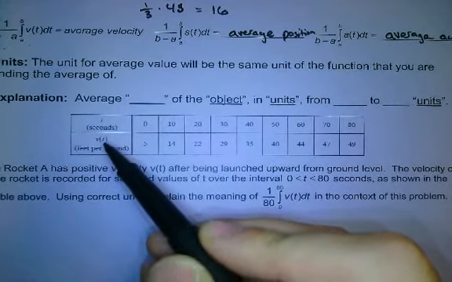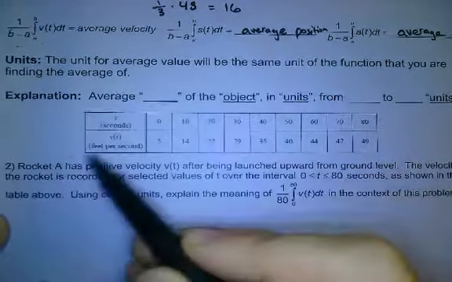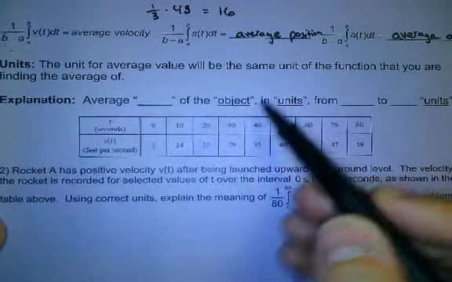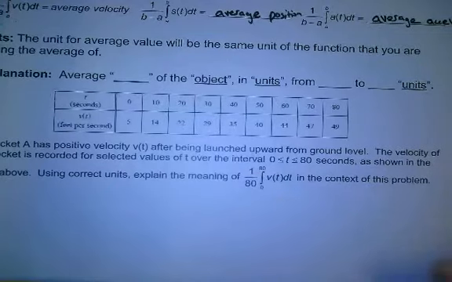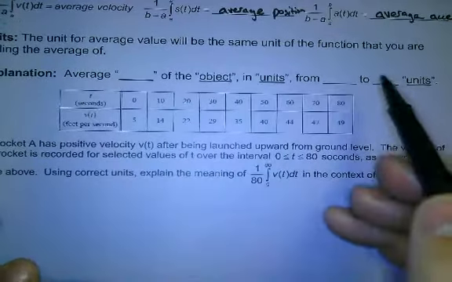Now, units. The unit for the average value will be the same unit of the function that you started with. Here's the explanation. I'm not filling in these blanks. Whenever you have to interpret the meaning of an average value problem, your answer will be the average of whatever we're using. This example down here will be a velocity of a rocket in feet per second over a given time, and we'll go from there. This is just a generic explanation that you can use.